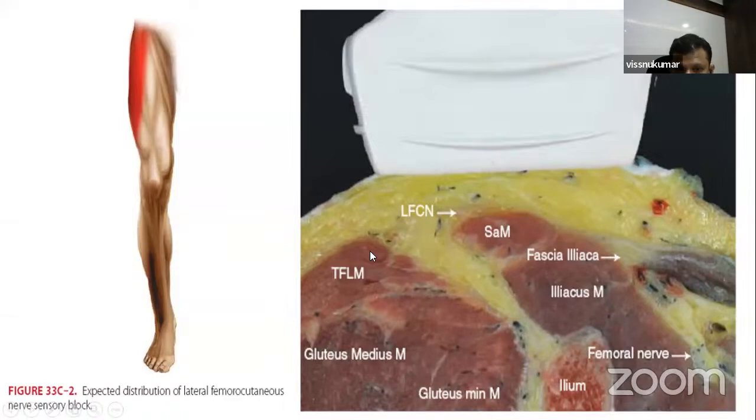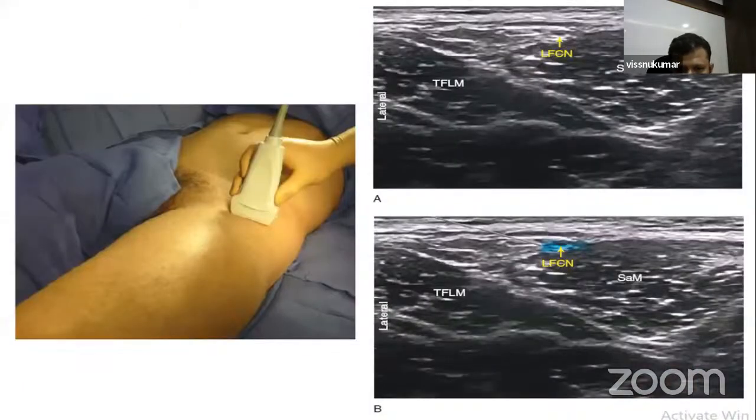Okay. And lateral to the sartorius, we have the tensor fascia lata muscle. Why is this important? Sometimes the branches of this LFCN can be seen between the sartorius and the tensor fascia lata muscle. So all these three blocks are interconnected. Let me show you how. Initially you keep the probe medially, palpating the femoral artery, and you can see the femoral vessels, just parallel to the inguinal ligament.